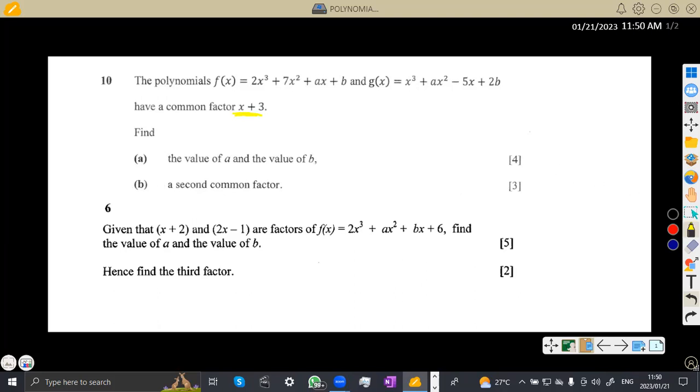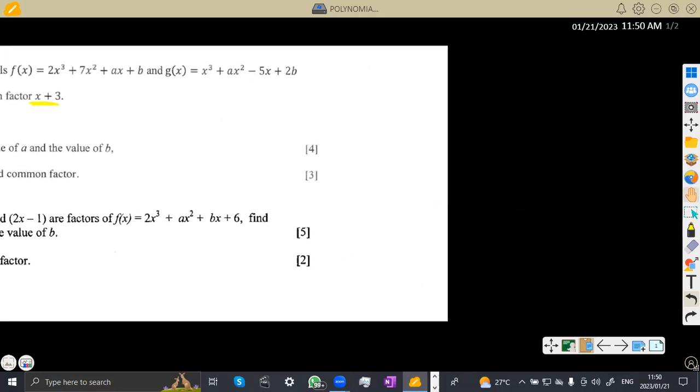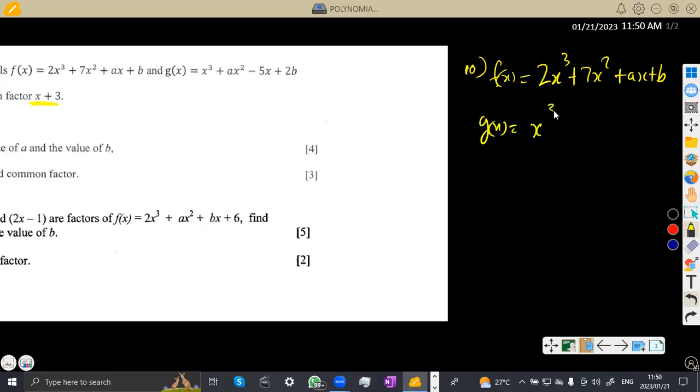So what I'm going to do is rewrite the expressions that we are given for f of x and for g of x, so that we can see how we're supposed to answer this one. Remember, this is actually number 10. We are given that f of x is 2x to the exponent of 3 plus 7x squared plus ax plus b, and g of x is x to the exponent of 3 plus ax squared minus 5x plus 2b.